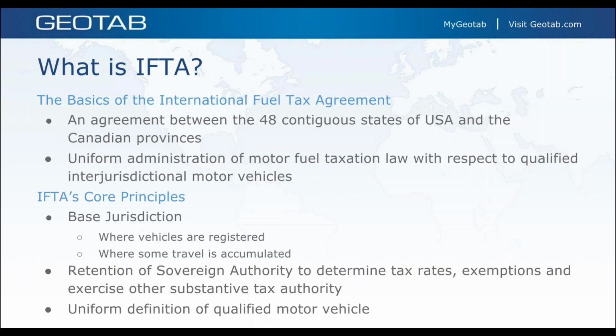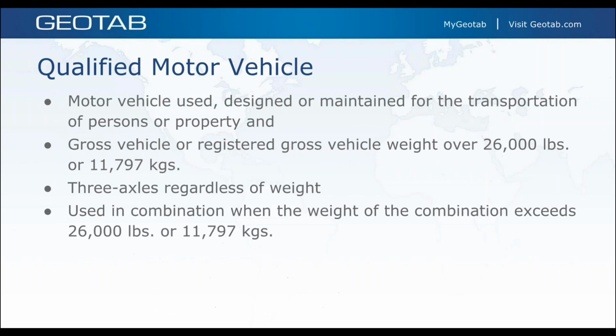So let's look at just what that might be. That is a motor vehicle used, designed, and maintained for the transportation of persons or property. But not all vehicles, they have to be over a size of 26,000 pounds or 11,797 kilograms. So later on when we're going to talk about the ELD mandate applying to so many vehicles, like 3 million vehicles I think it is, not all of these will be IFTA vehicles, but a huge number of them will be.